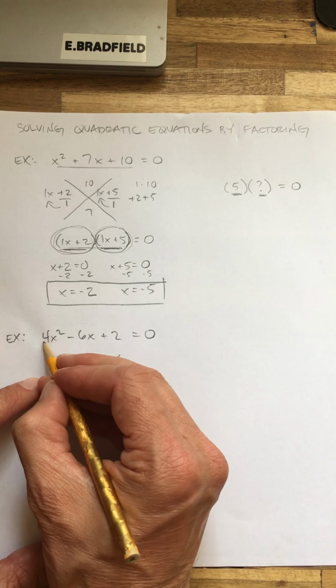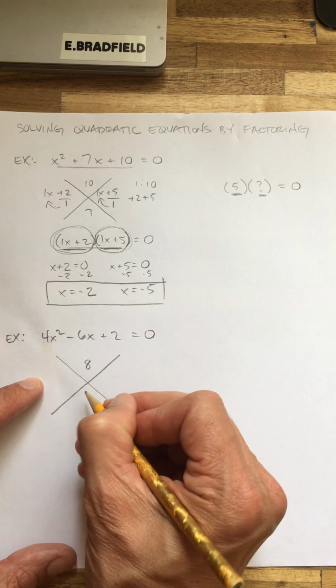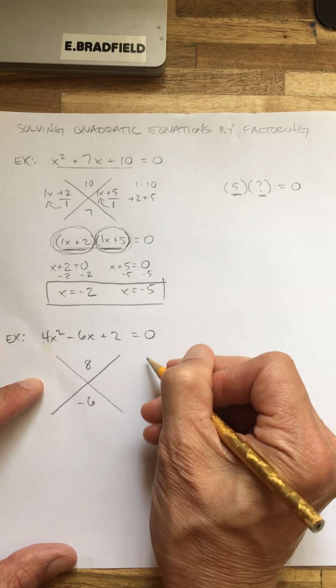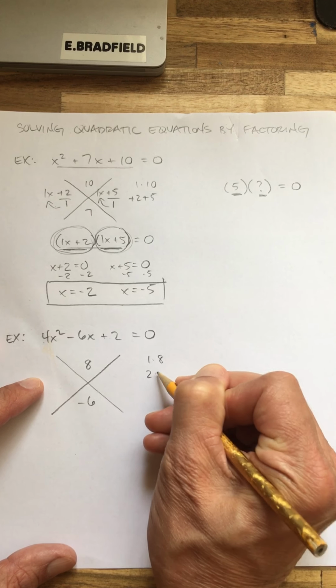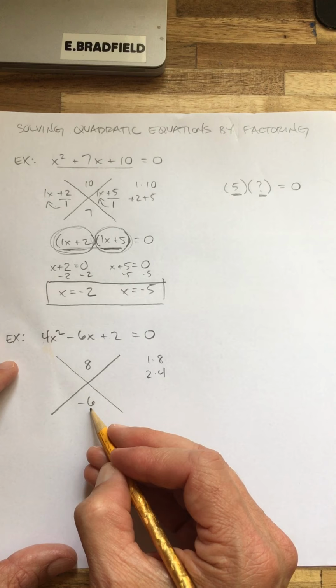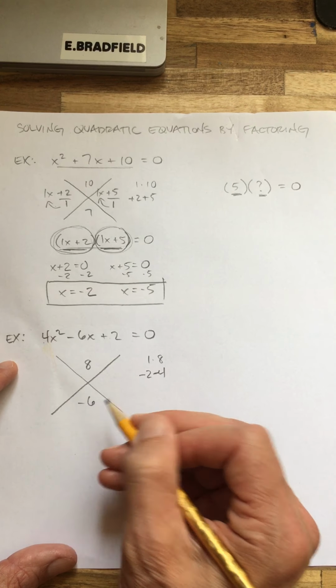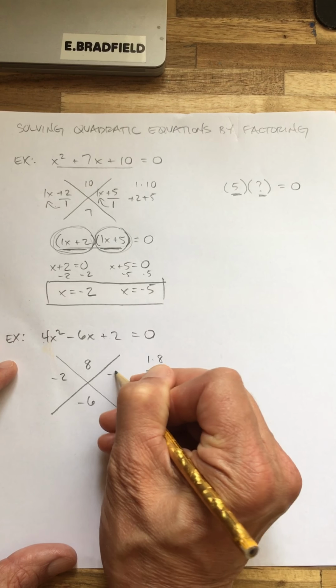A times c, so 4 times 2 is 8. What goes here? B, that's negative 6, so negative 6. I need factors of 8. 1 times 8, 2 times 4. I'm trying to add them to make a negative 6, so if it's a negative 2 added with a negative 4, that gives me negative 6. So negative 2, negative 4.